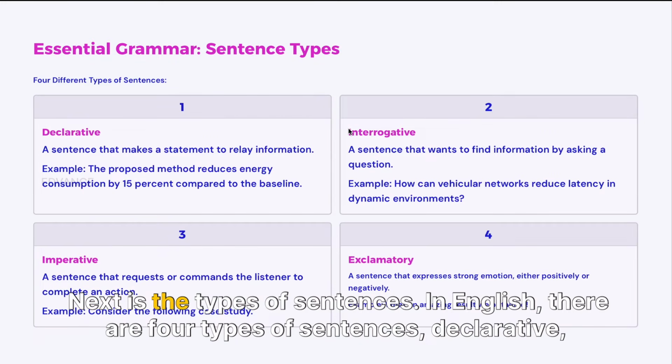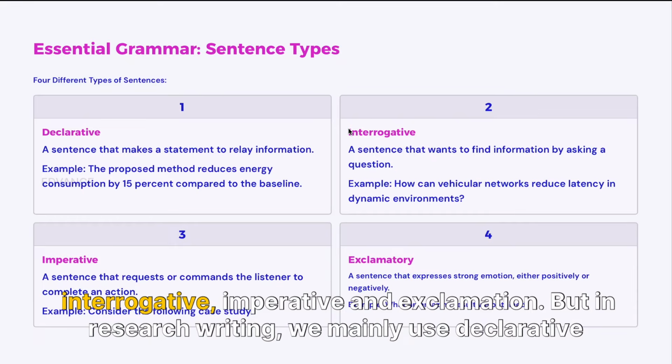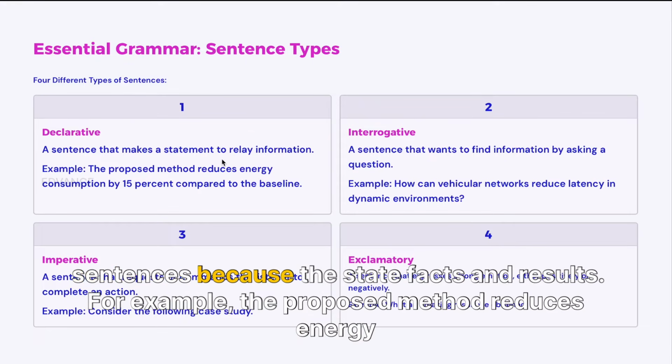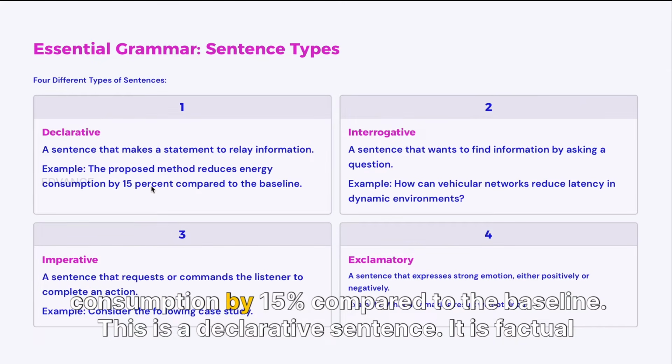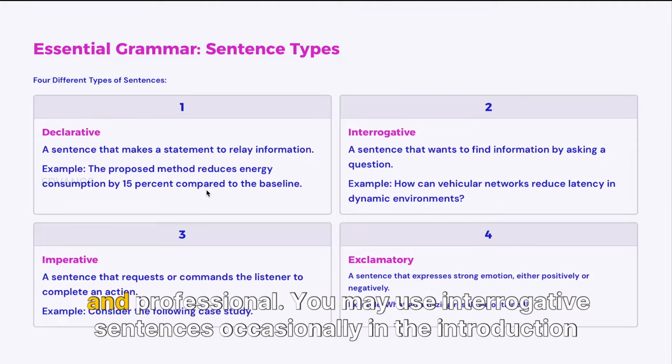Next is the types of sentences. In English, there are 4 types of sentences: declarative, interrogative, imperative, and exclamatory. But in research writing, we mainly use declarative sentences because they state facts and results. For example, the proposed method reduces energy consumption by 15% compared to the baseline. This is a declarative sentence. It is factual and professional.